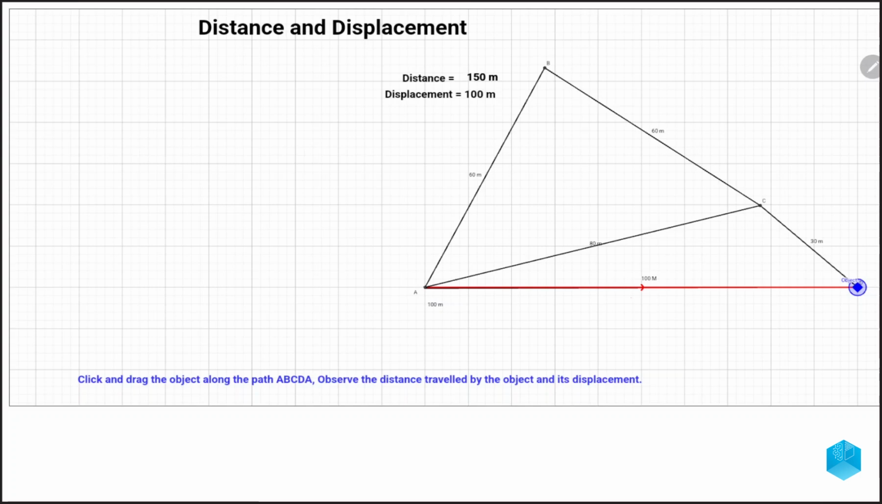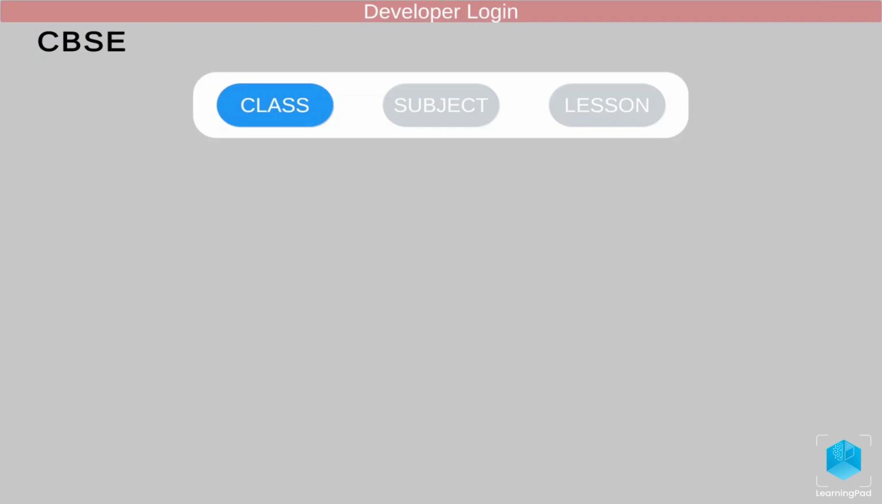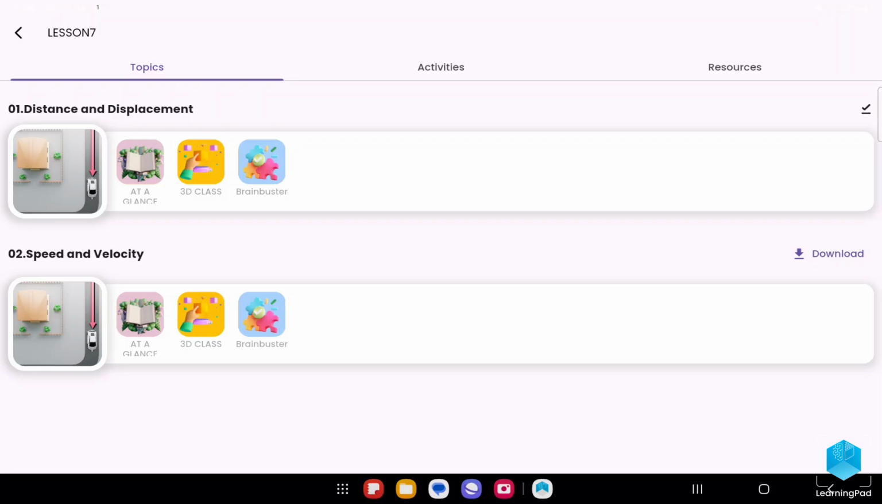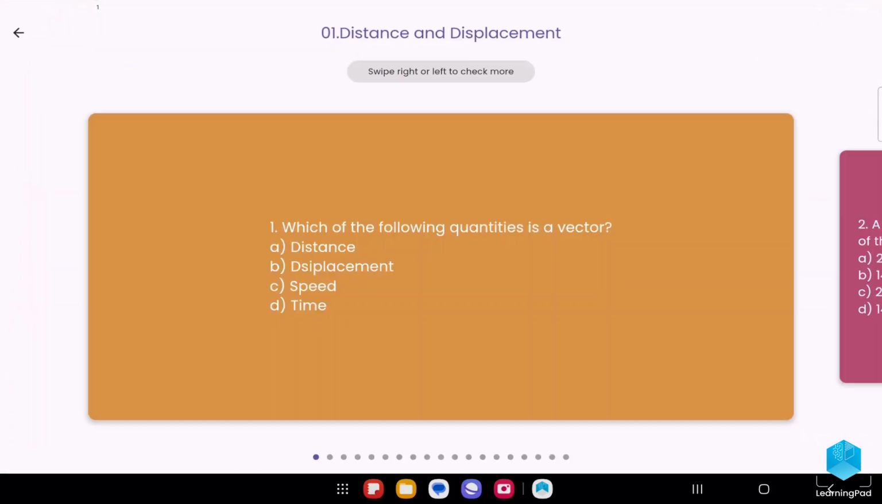What is the SI unit of displacement? Is it meter, meter per second squared, or kilogram? Very easy question. The answer is going to be option A, that is meter. Fourth question. A car moves 10 kilometers north, then 5 kilometers south, and finally 3 kilometers north. What is the total distance traveled by the car? We already did a displacement question. This one is a distance question. Very simple, easy. We just have to add everything. It is 15 kilometers.